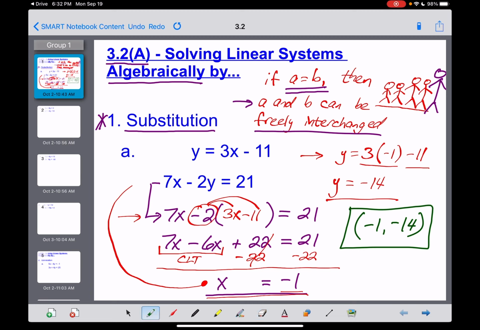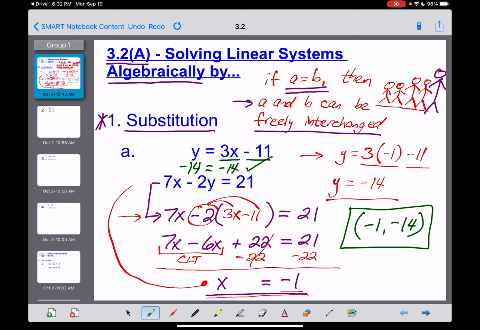First equation, y is equal to 3x minus 11. My y value is negative 14. That equals, and let's see if we can do this in our heads, x is negative 1. So 3 times negative 1 is negative 3. Negative 3 minus 11 is negative 14. Negative 14 equals negative 14.